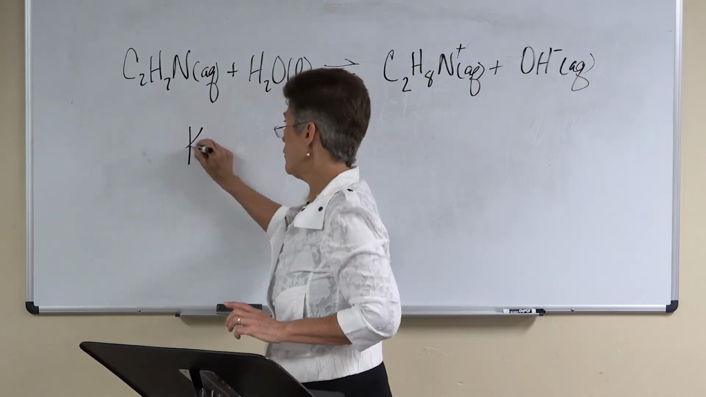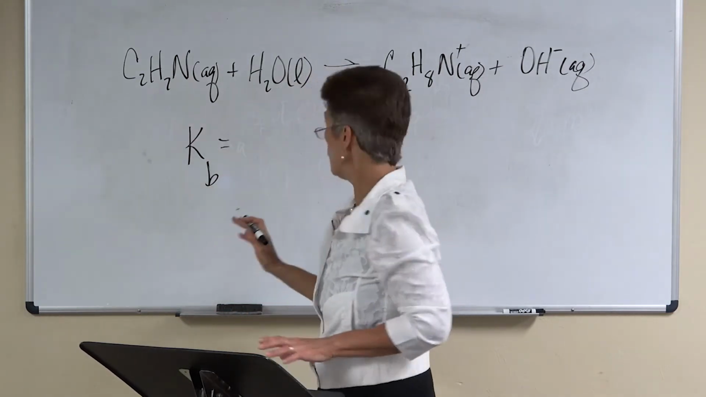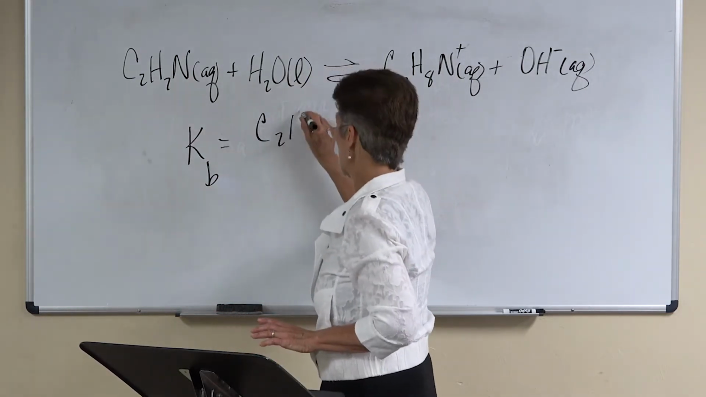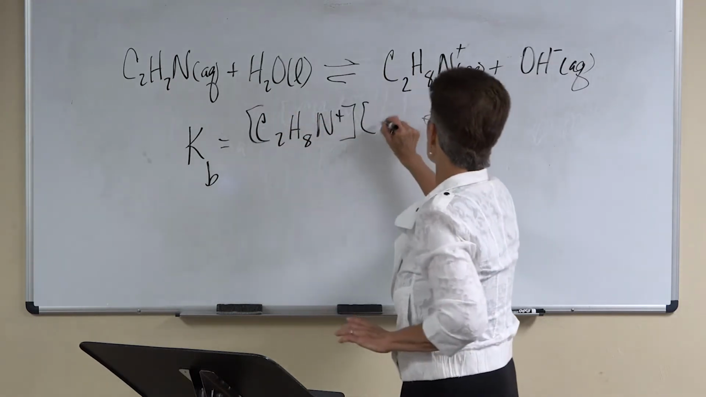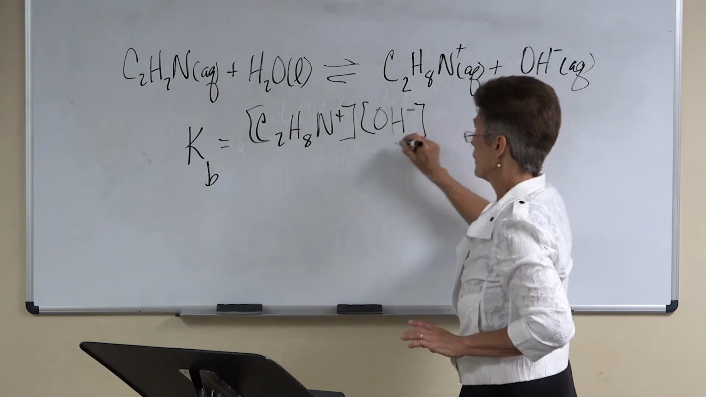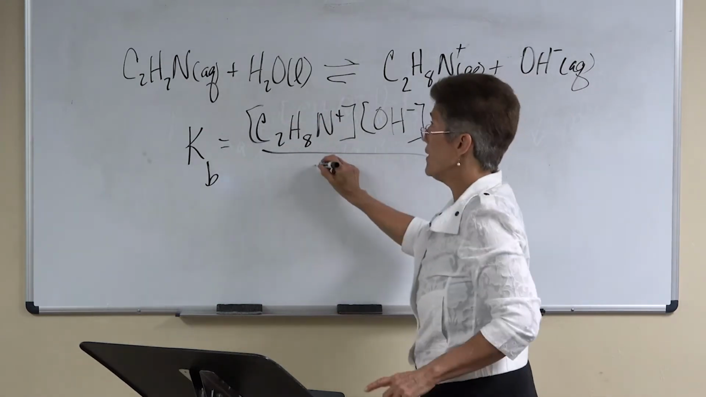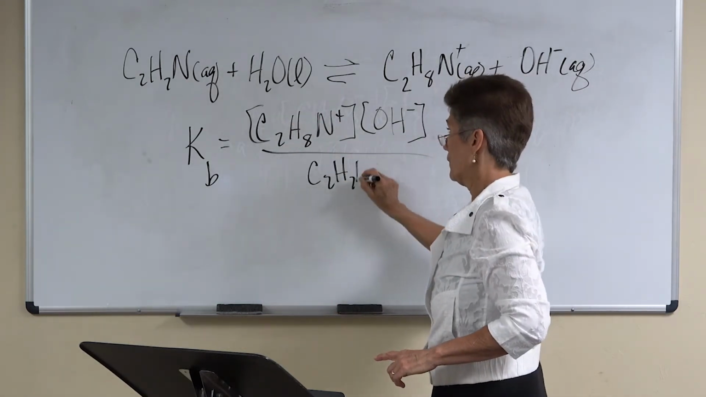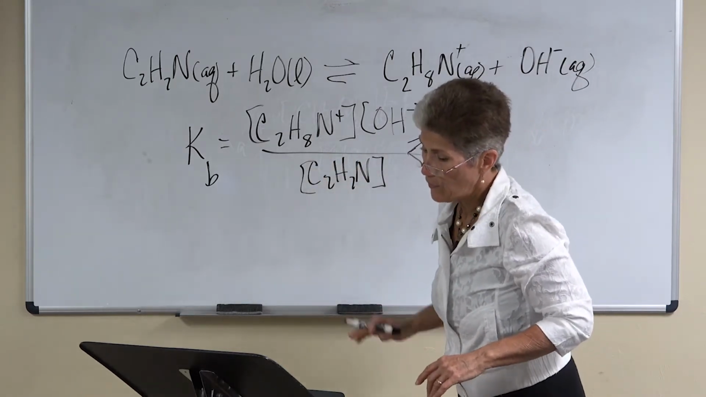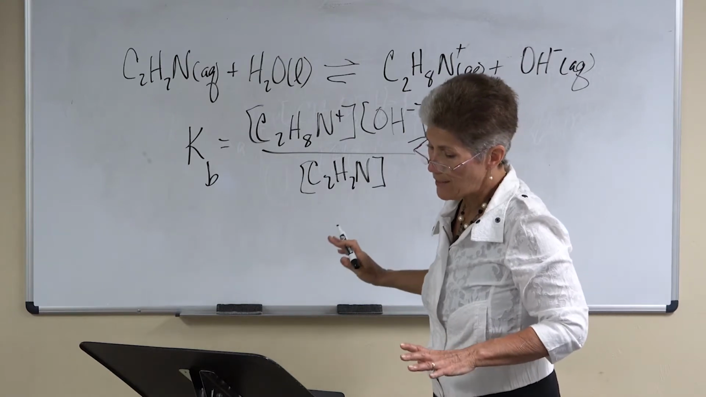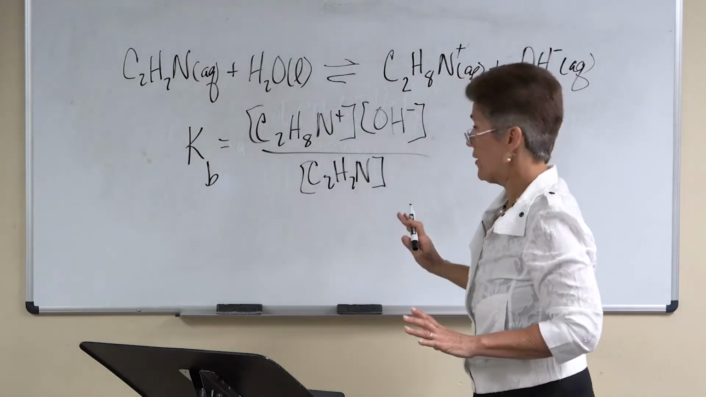And then you're going to do the base equilibrium. Don't forget your signs. Liquid water disappears again. There we go. And so that would be the base ionization constant equation.